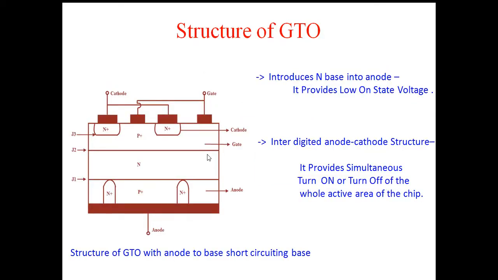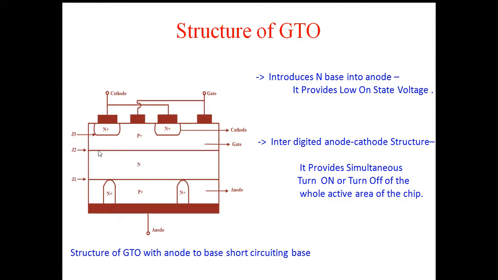In this structure of GTO, it consists of an anode to base short circuiting, anode to cathode short circuiting base structure. In this, it introduces N base into the anode. It provides low on state voltage. So these N bases introduced into the anode provide a low on state voltage drop.